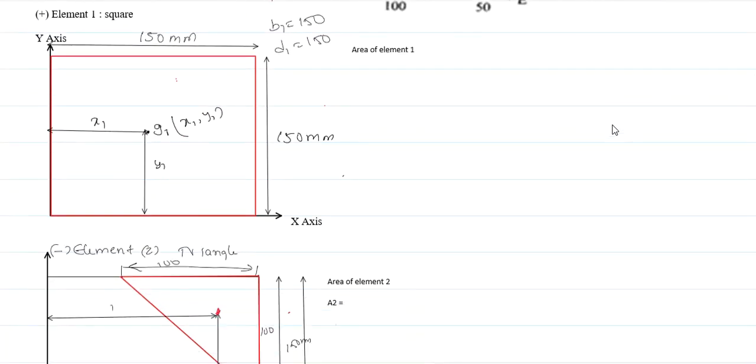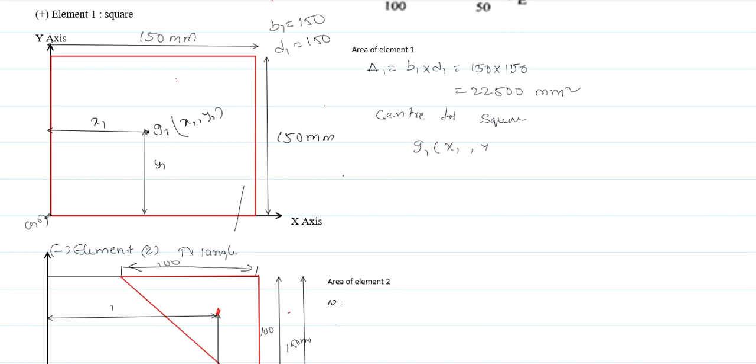So coming to the solution, let me take an x-axis and y-axis. This is my origin, so-called 0, 0. Whatever the coordinates, you must measure from 0, 0. This rectangle's base and height are adjacent sides that lie on the x and y axes. Here the base b1 is equal to 150, d1 is equal to 150 because it is a square. And the area of the square, element 1, A1 is equal to b1 into d1 is equal to 150 into 150. Similarly, the center for the square, G1, is x1 comma y1.